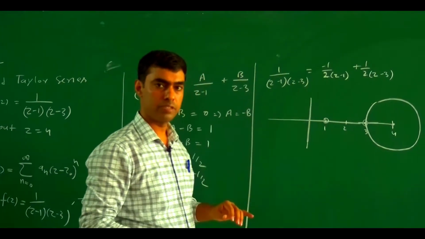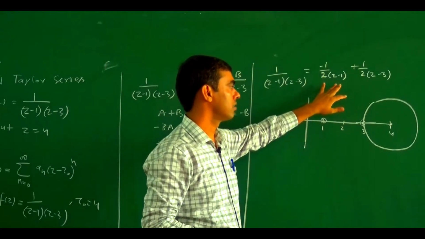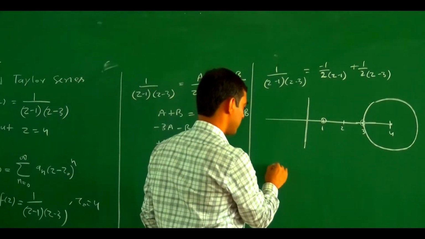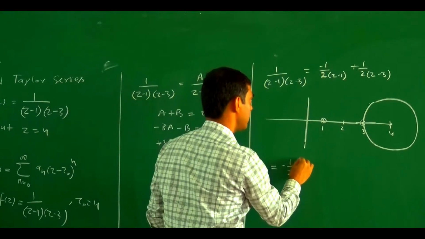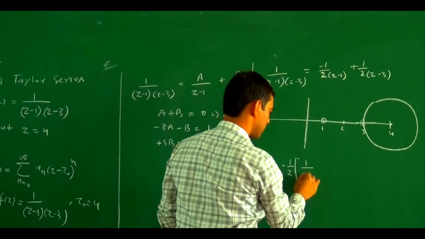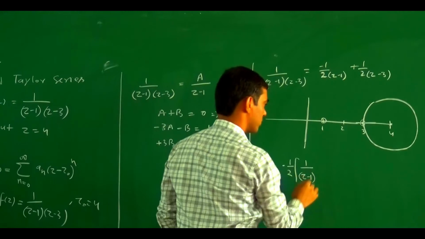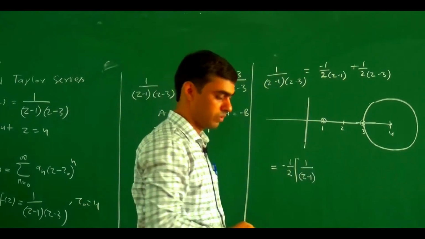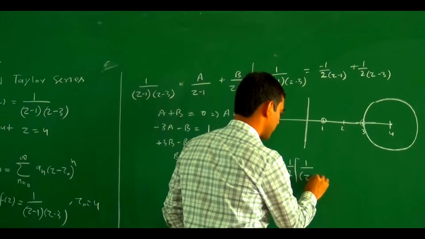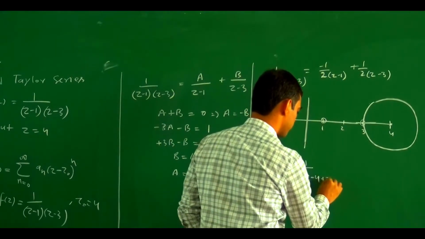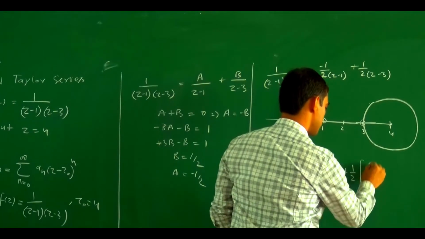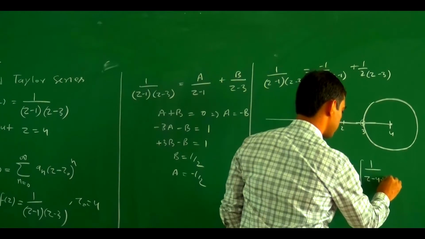First we find the Taylor series expansion using the expansion of this function, and second, using the derivatives. Now we write this as -1/2 times 1/(z-1), and here we try to write this in terms of z - 4. Writing z - 1 as (z - 4) + 3, this is the first term, plus 1/2 times 1/((z-4)+1), which is z - 3.